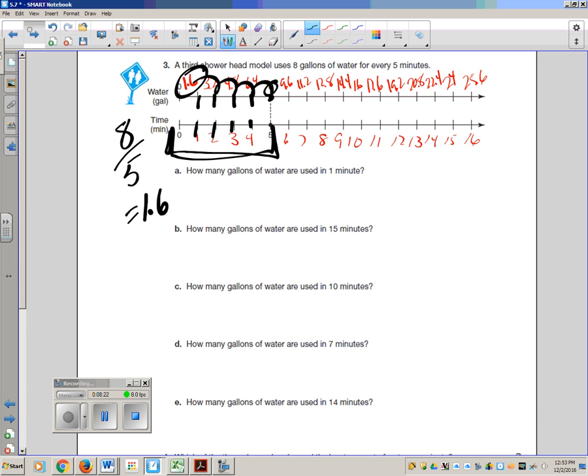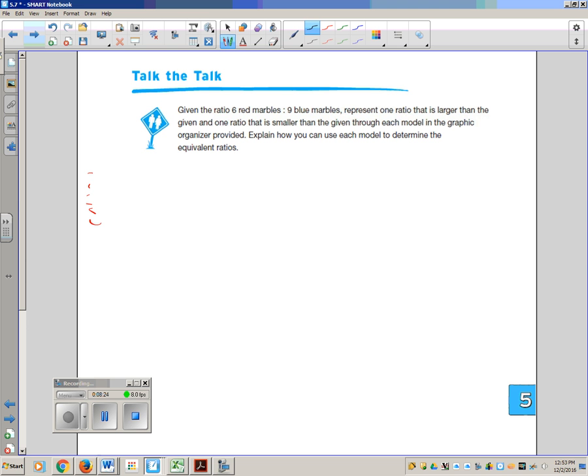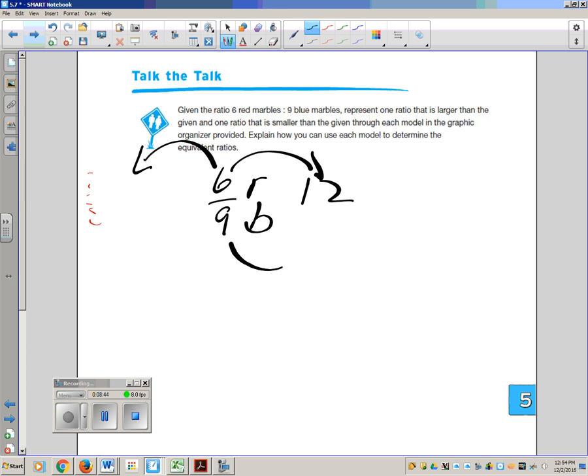That's about it for this section, except the talk-to-talk: given the ratio of 6 red marbles to 9 blue, red to blue, represent one ratio that is larger than the given and one ratio that is smaller than the given. That's easy. Whatever you do to this one, whatever you do to that one. So you can make this 12, you can make that 18. I multiplied by 2. I'm going to divide by 3, 2 to 3.